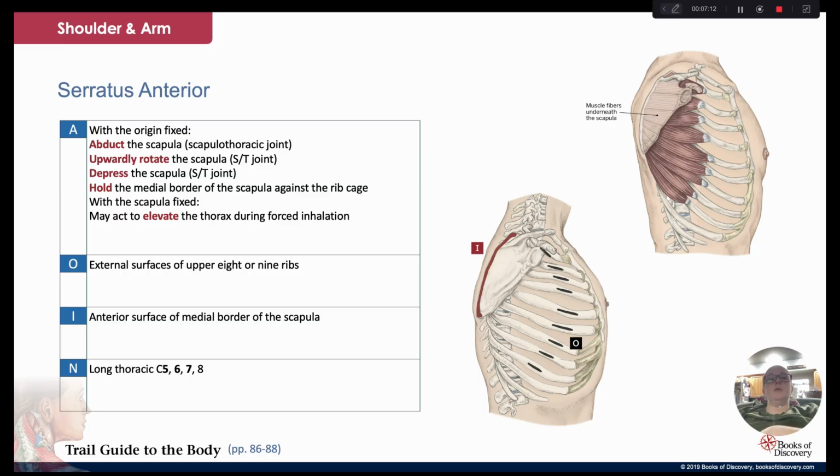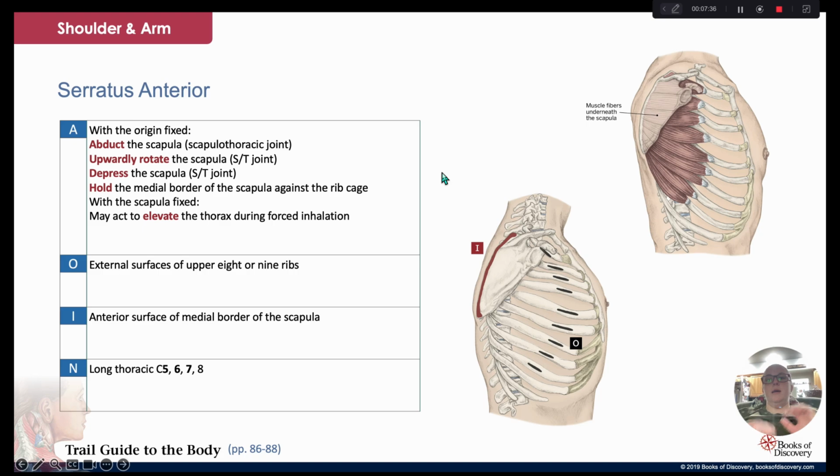It also will upwardly rotate the scapula. And here's a confusing one. Those top fibers kind of will upwardly rotate, but you have something pulling from the back, which will drop your shoulder down. It'll depress your scapula. This muscle also holds that medial border. So remember here, this medial border against the rib cage.